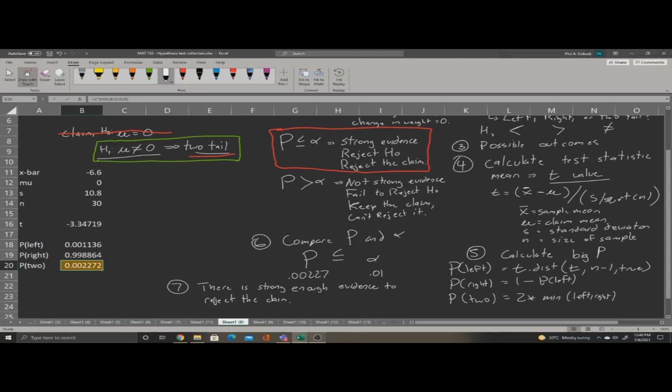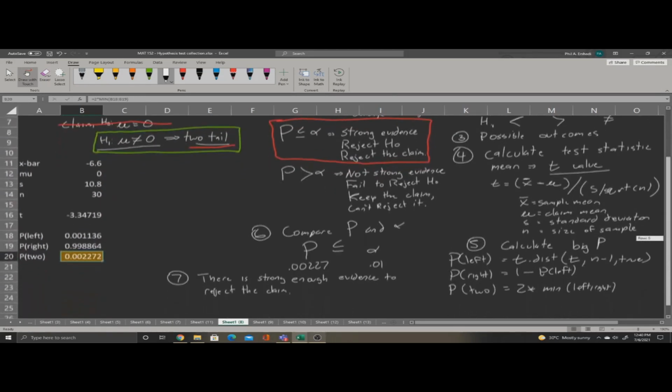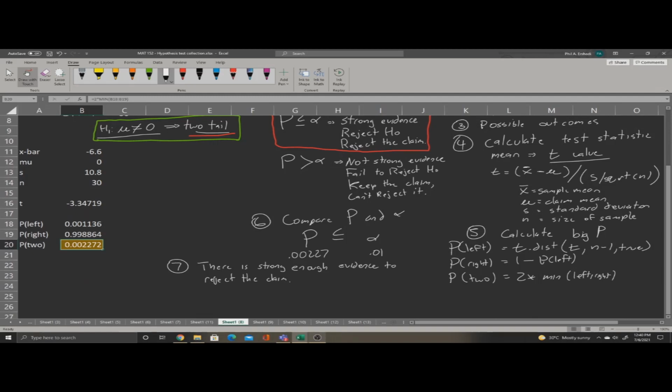Now, if we review the question, we'll see that the claim we are rejecting is that the diet has no effect. We have strong enough evidence to say that's false. For good measure, we'll also mention that this is at the level of 0.01 significance.